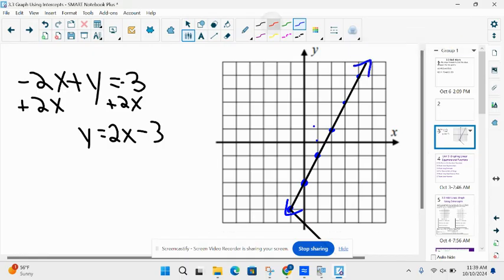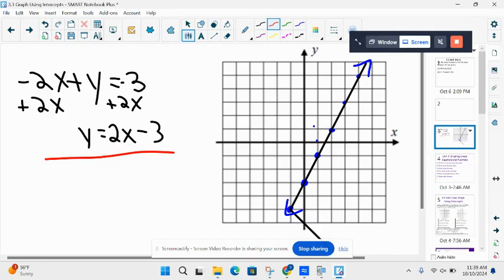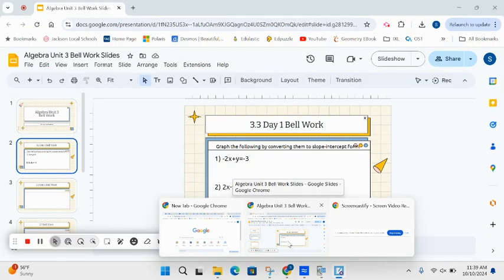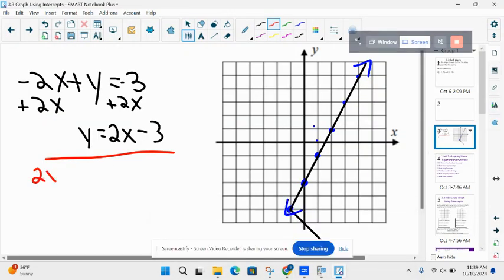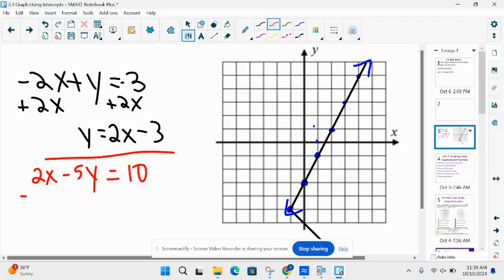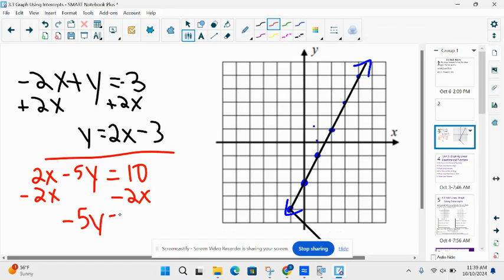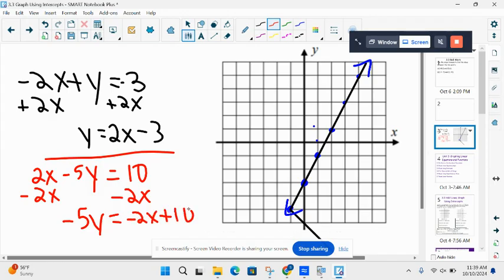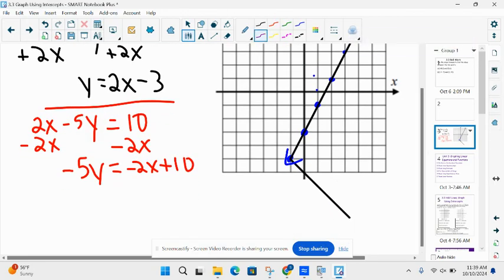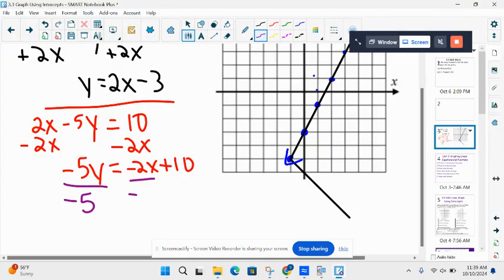And then the second line has an equation of, hang on a second, 2x minus 5y equals 10. So for this one, you have to subtract the 2x over. So you would get negative 5y equals negative 2x plus 10. And then you have to divide everything by negative 5. Then you would get y equals positive 2/5 x minus 2.